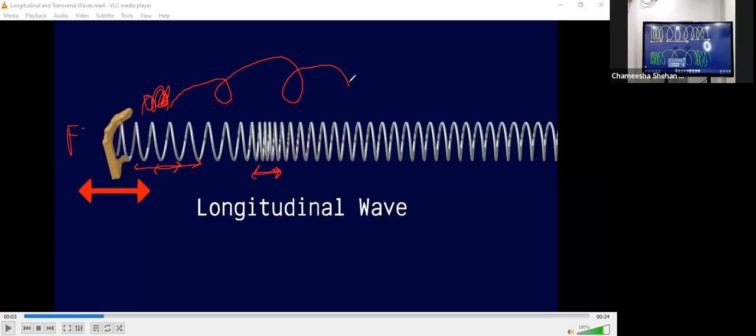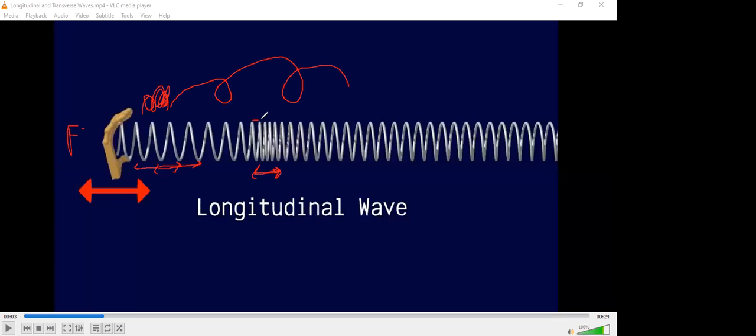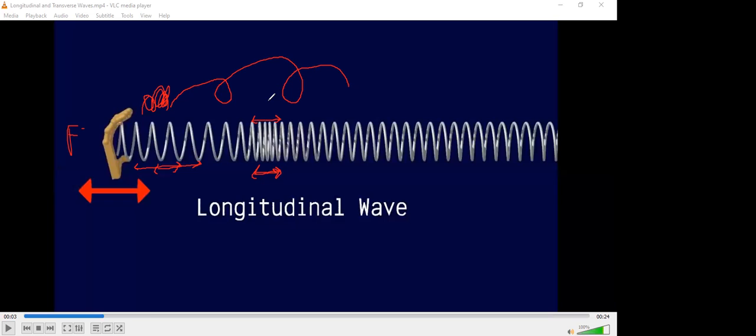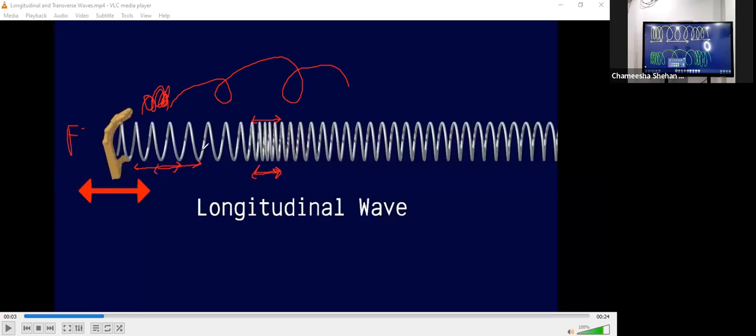The more the compression becomes concentrated, the more energy the wave carries. The amplitude of that wave is much higher. Okay, sir. The more the rarefaction becomes rarefied, the energy carried by the wave is high.